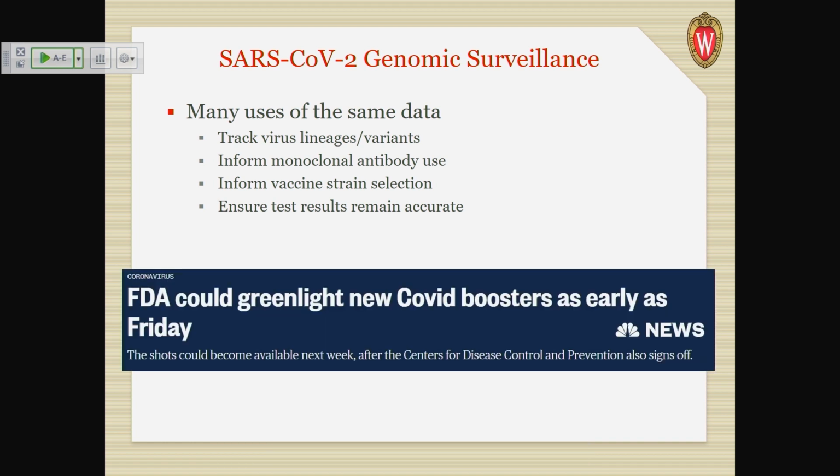And also to update vaccines. Right now I think this could be this week or maybe another week or so for new COVID boosters with an updated strain in them. It's an updated Omicron strain. And the only way that the manufacturers knew which strain to include was because of the sequencing that we and others do to know what's circulating.